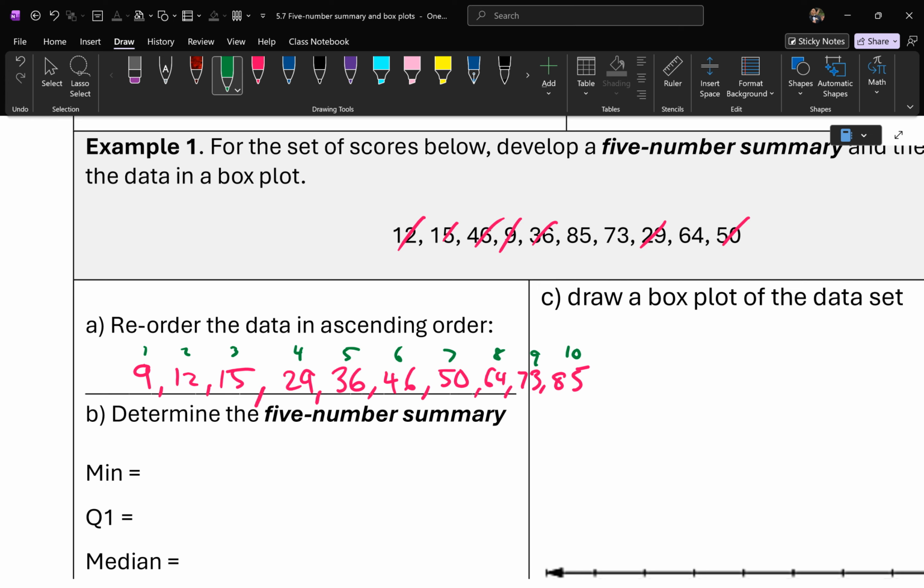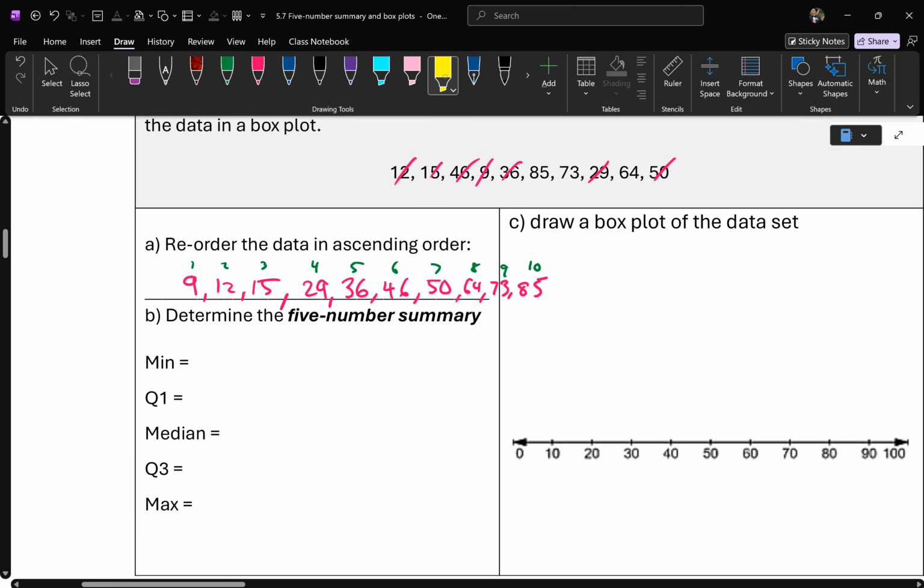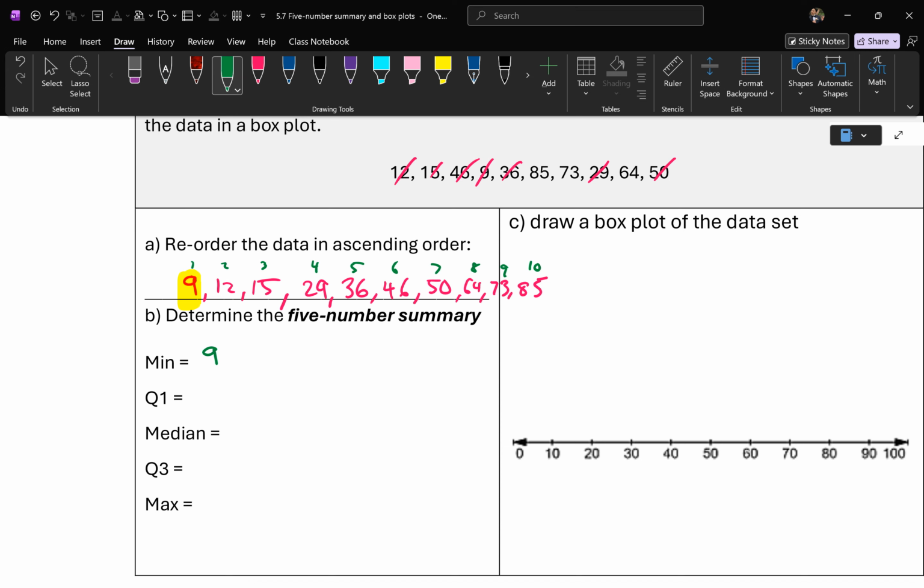Now, smallest and largest is pretty easy. Minimum. Smallest is clearly 9. So this is my minimum. 9's my minimum. What's my maximum? Can I please have, let's go with Michael. Out of the data here, what's my maximum number? 85. That's the largest number I've got there because it's all ranked. It's 85. Great. That's the easiest ones to find.